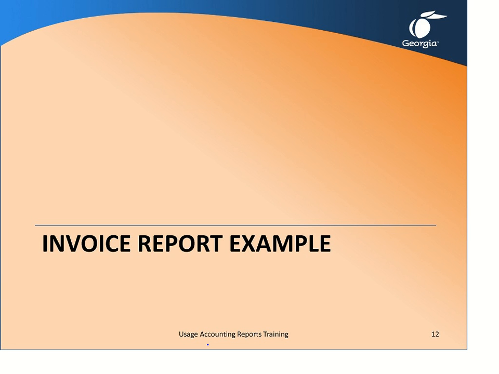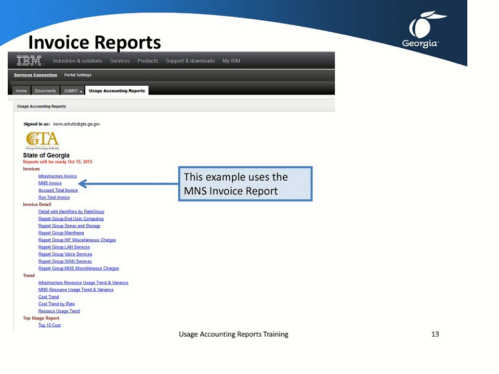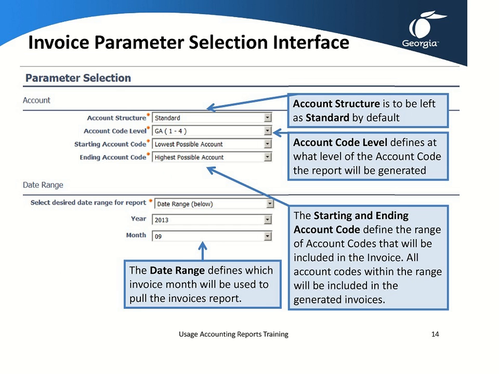So let's just jump right in to an invoice example. You see here, for this example, we're choosing the M&S invoice from the UAR menu. This selection screen is somewhat similar to the Chargeback screen for GSmart, but it's a little different, so we're just going to walk through the whole thing.